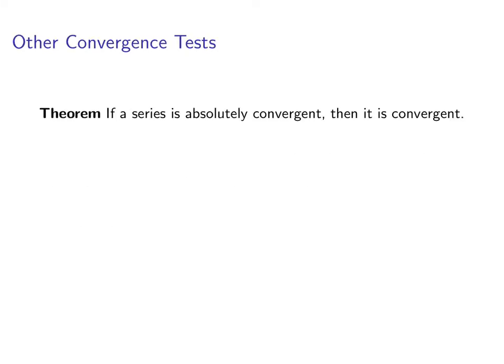Now we have a theorem about absolutely convergent series. The theorem says that if a series is absolutely convergent, then it is convergent. All right, let's go ahead and prove this. Let's suppose that we have an absolutely convergent series.